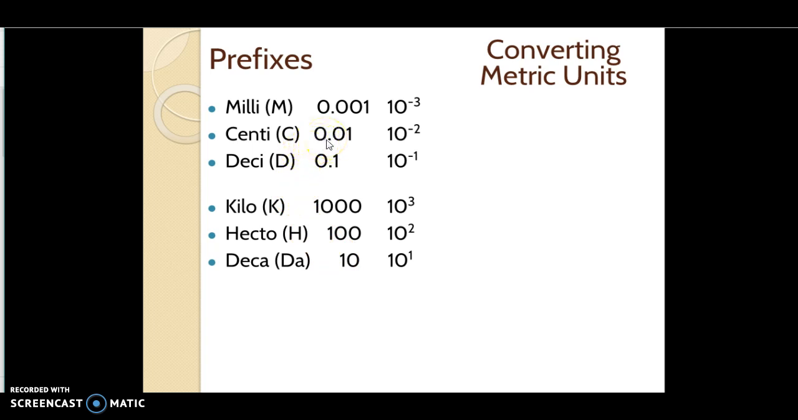We talked about centimeters before. If I had 67 centimeters, that means I am really 0.67 of a whole. I don't even have a whole meter. I have less than a whole meter.